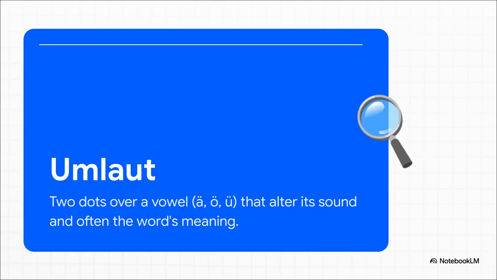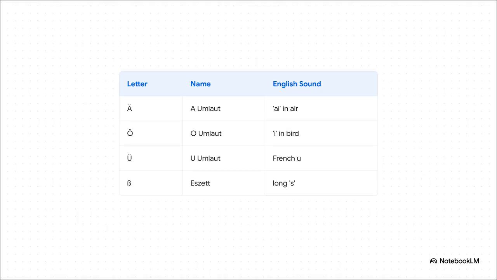For example, they can magically turn a singular noun into a plural. The German word for apple is Apfel. But if you pop an umlaut over that A, it becomes Äpfel, which means apples. Pretty cool, right? So let's break down the specific phonetics for these 4 special characters. First is the A with an umlaut, or E. It sounds pretty much like the A in the English word air. Next is the O with an umlaut, or O. It sounds kind of like the I in bird or the EA in urn.